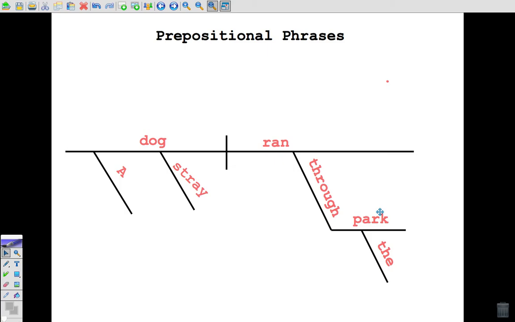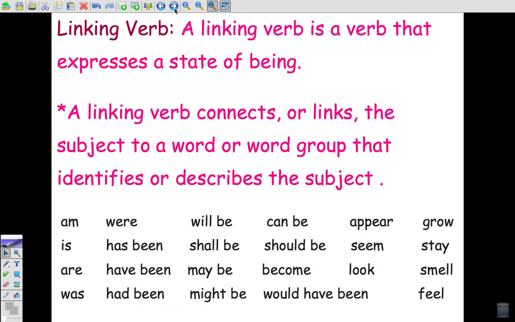For the test, I would actually be looking for you to identify object of the preposition and the part of speech, which would be a noun, common noun. So let's move on here. We're going to move on to linking verbs. This will be the last thing that we do today in class.